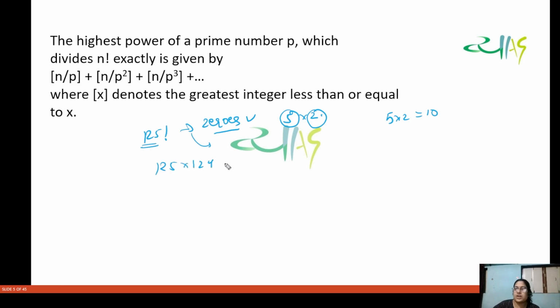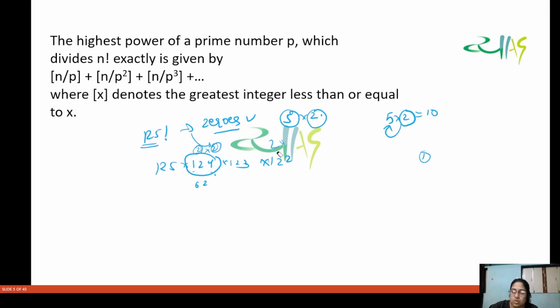125 into 124 into 123 into and so on. Now see, the number of twos will always be greater than the number of fives. Because here you will have many twos. This will become 62, and then again you will have a 2. Then again in 123 you won't have a 2, but in 122 again you will have a 2. So the number of twos will always be greater.